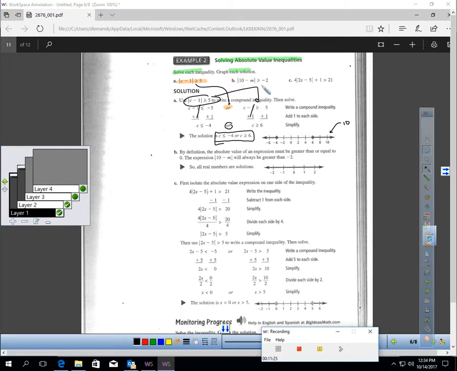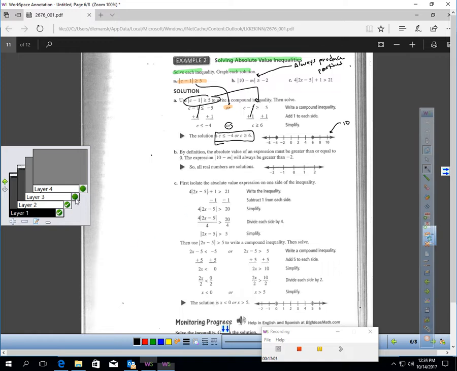Okay, for this next one, absolute value of 10 minus m is greater than or equal to negative 2. Now let's think for a second. Doesn't absolute value always produce positives? Let's write that in there. Think about that. If they always produce positives, won't absolute values always give me something that's going to be greater than or equal to negative 2? And I hope you're coming up with the answer of, yeah, I could never get a negative here. This is always going to give me positives.